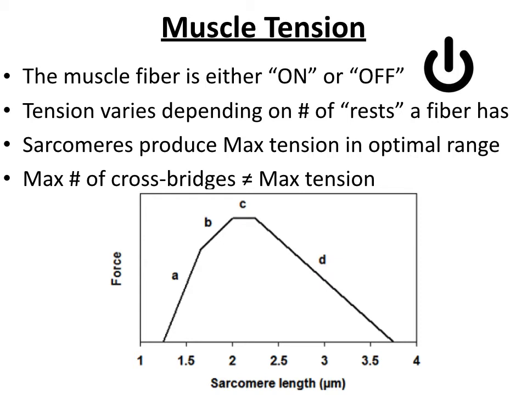Now, the length of a sarcomere can go from a length of 1 to a length of 4. Let's just average something out, make it easy for ourselves, and say 1 to 4. So if our elbow is completely extended, our arm is straight, those sarcomeres are going to be as long as they can get, like 4 micrometers. And as we flex our elbow and bend it as far as we can go, our sarcomeres will shorten to a length of 1 micrometer.